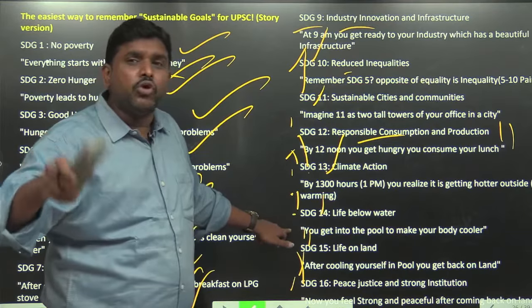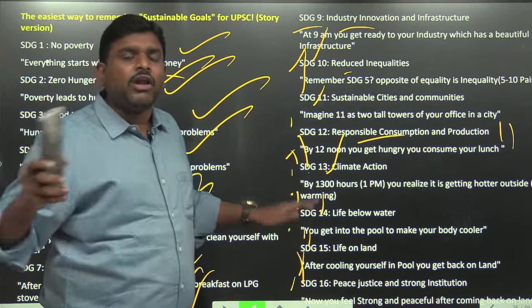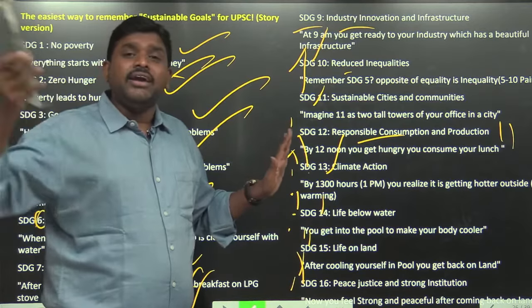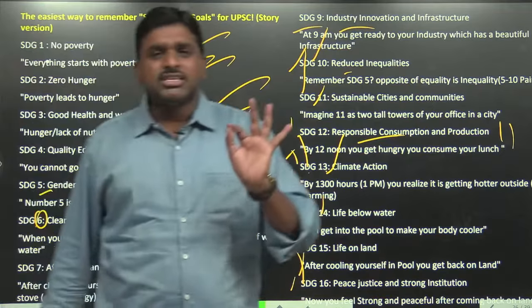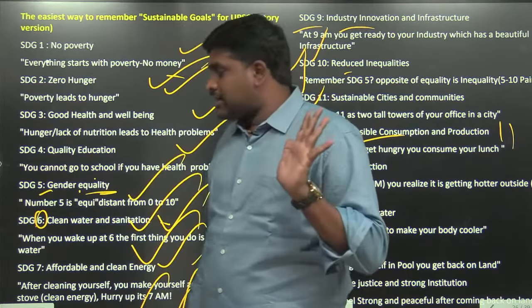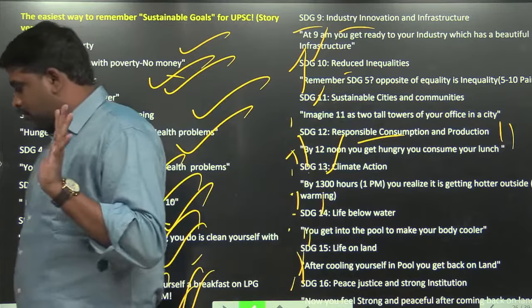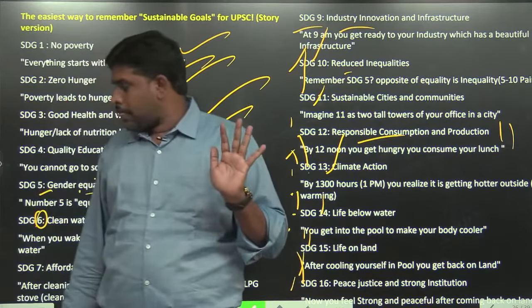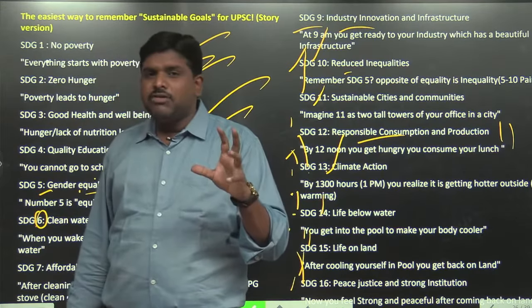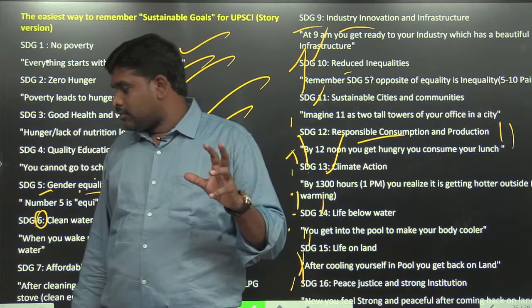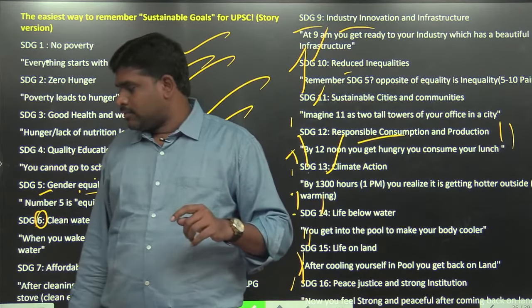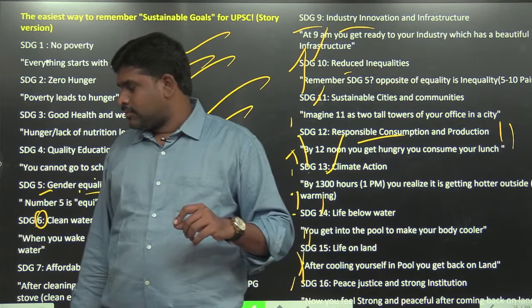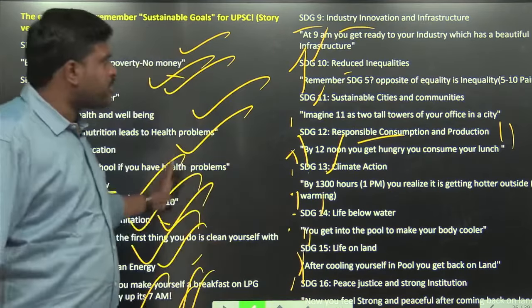2 o'clock I came onto the land. 3 o'clock I am feeling very happy, and peace and prosperity and partnership. In this way, you have to remember your sustainable development goals. 17 goals are there. Did you get it? How to remember sustainable development goals? Yes, in this way, you can easily remember.